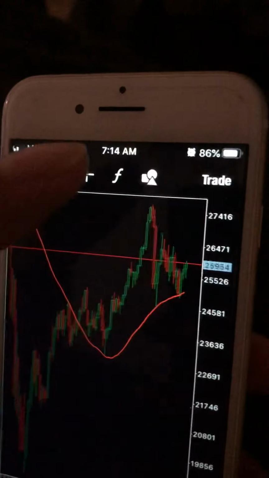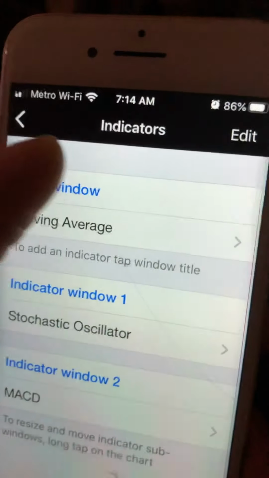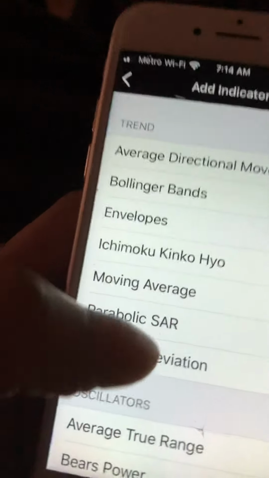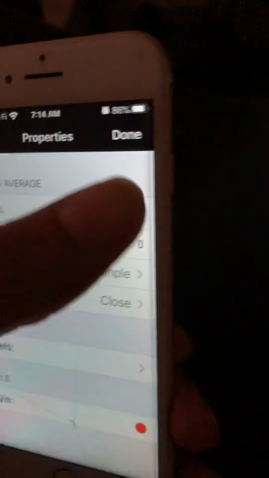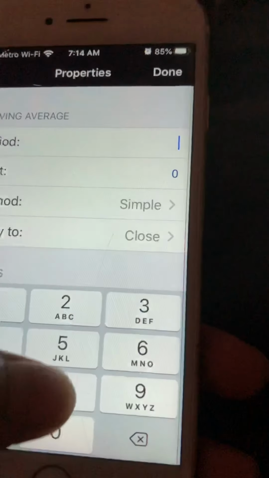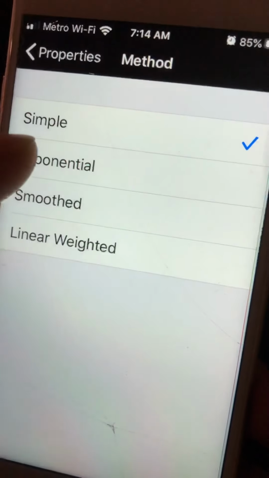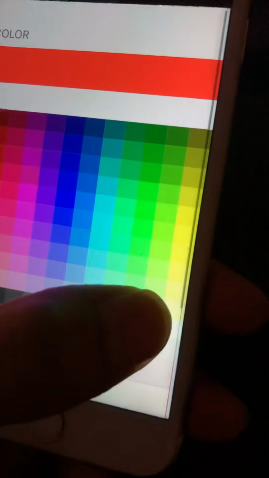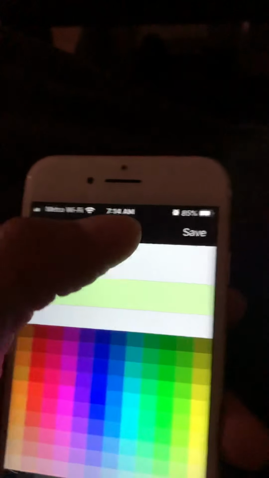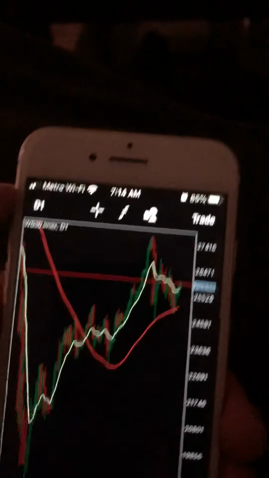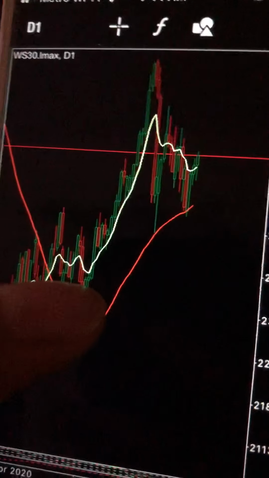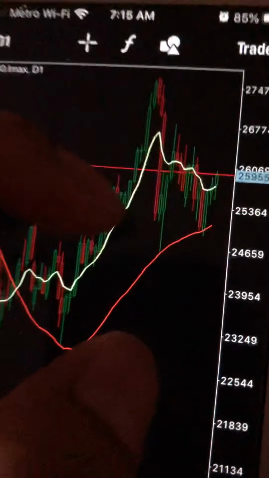All right, the next moving average I add is very important. Moving average. I'll change to 8. Change that to exponential, since it's kind of in a low time frame, and I'll change this to maybe grayish. Save. Done. Oh, that's a little too bright. But yeah, that is the 8 moving average, exponential moving average.